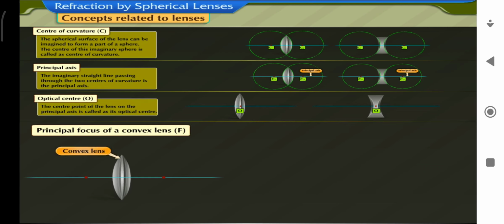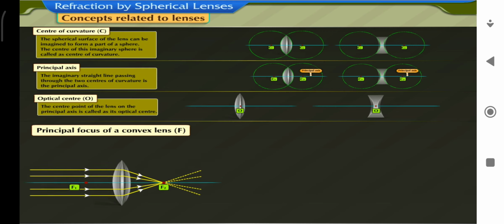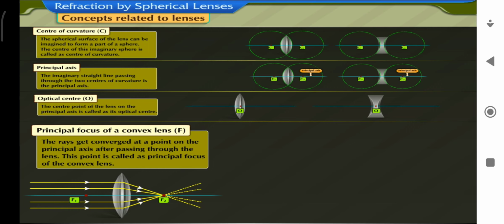Principal focus of a convex lens, F. To understand what is principal focus of a convex lens, consider several rays of lights parallel to the principal axis are incident on one of the surface of a convex lens. The rays get converged at a point on the principal axis after passing through the lens. This point is called as principal focus of the convex lens. If the parallel rays are incident on the other surface of the lens, the rays will converge on a point on the opposite side. Thus, a lens has two principal foci.